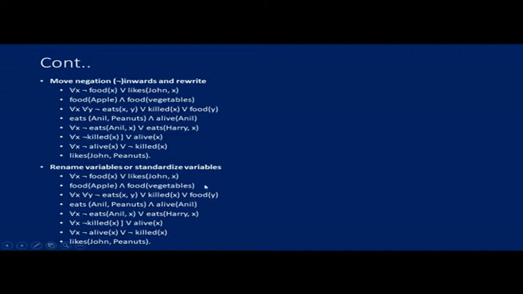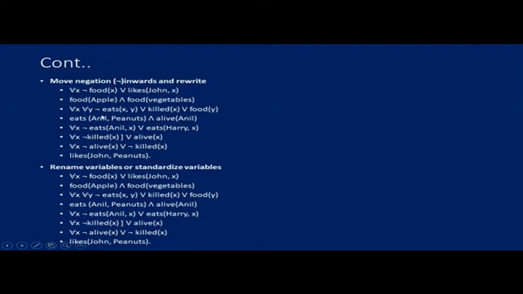So which falls in the category of C. So this falls in the category of C. So here that is a negate symbol. So move negate inwards, just moving the negate symbol into inside. So moving this into inside, for all x comma y negate eats x comma y union killed of x union food of y. So moving this inwards. Okay. The same way here, negate killed of x union alive of x.